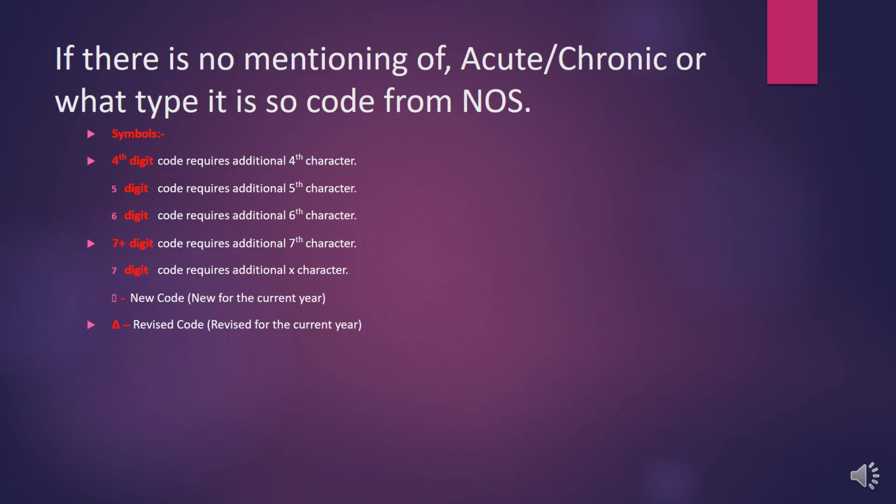Symbols. 4th digit code requires an additional fourth character. 5th digit code requires an additional fifth character. 6th digit code requires an additional sixth character. 7th digit code requires an additional seventh character. A placeholder symbol requires an additional X character. New code: new for the current year. Revised code: revised for the current year.